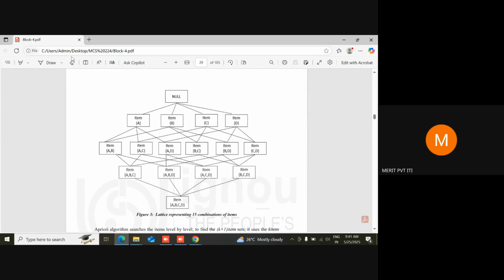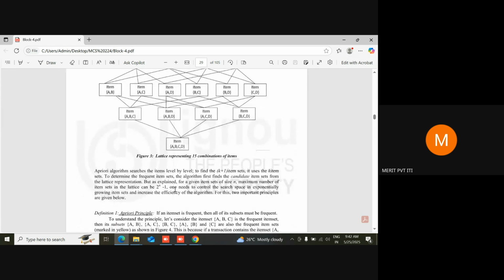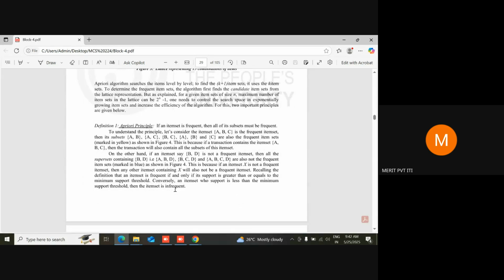So these are the 15 estimations given in the diagram. In the lattice representation, 15 combinations of items are mentioned. These are the ways to show the possibilities of what happened. The Apriori principle says that if an item set is frequent, then all its subsets must be frequent. That is the basic thing.